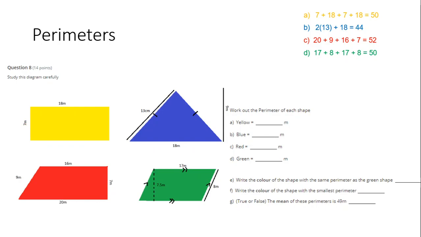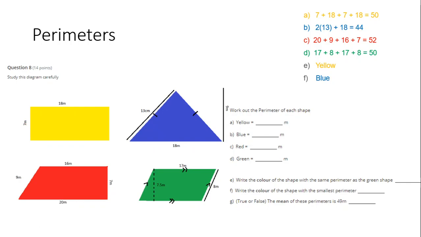E. What color of shape has the same perimeter as the green shape? Well, the green shape is 50, and so is the yellow shape. So yellow. F. Write the color of the shape with the smallest perimeter. Looking at my perimeters, that's definitely this 44. That's the blue shape, the triangle. And G. True or false, the mean of these perimeters is 49.